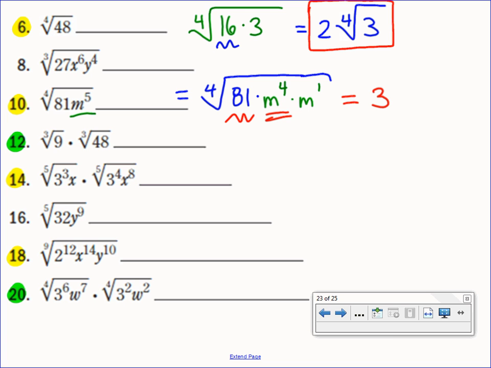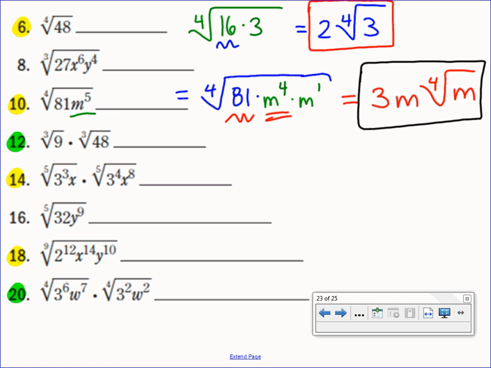What's the fourth root of m to the 4th? Well, that's m. And so out front I get 3m, and then inside I still have the fourth root of m to the 1st. I'll write that as the fourth root of m. So that one was kind of tricky with the 5th power. M to the 5th is m to the 4th times m to the 1st. That'll come out as one whole m out front, and I'll still have an m inside my fourth root that will not reduce. That's the end of the road.